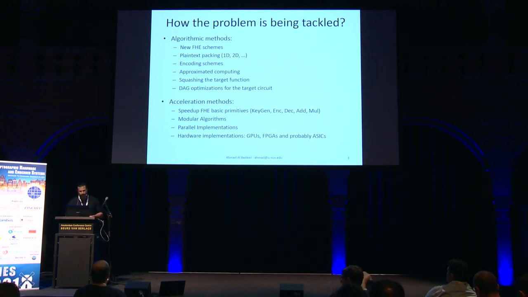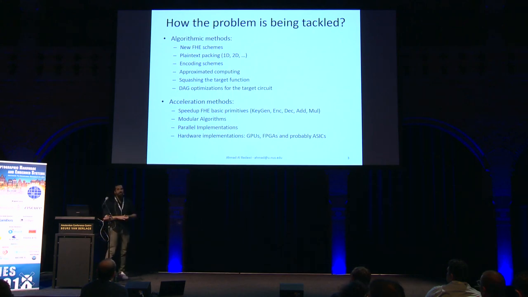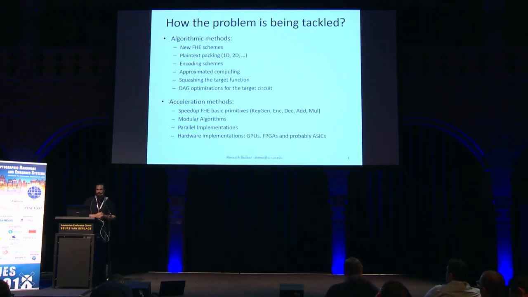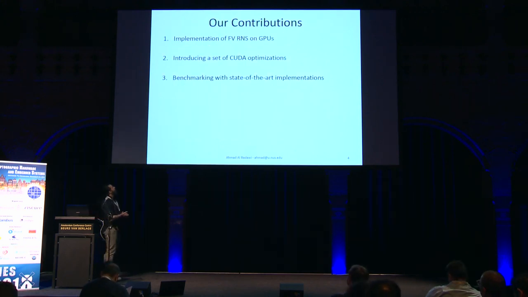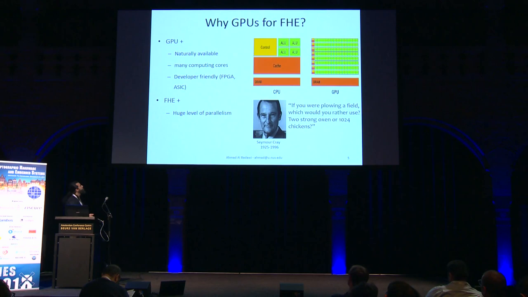Like, we speed up the FHE basic primitives, like key generation, encryption, decryption, and homomorphic operations, addition and multiplication. And we use modular algorithms, parallel implementations, and even hardware implementations, such as GPU, FPGA, and ASIC. And please let me add GPUs to this category as a hardware execution platform. So the contribution is implementing the FV on GPU. This is the main contribution of this paper. We include a set of CUDA optimizations and other algebraic tools also, and we benchmark against state-of-the-art implementations of the FV.